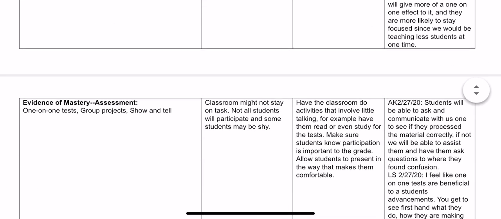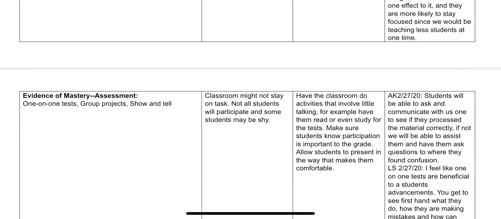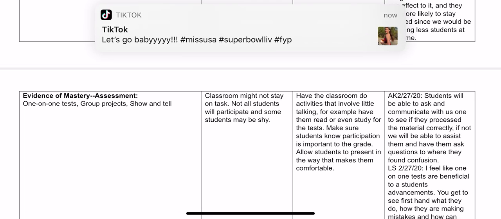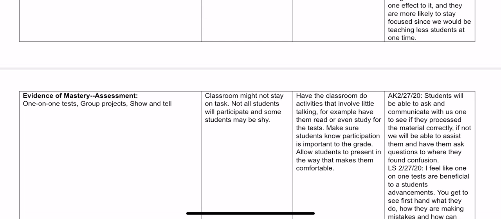So, evidence of mastery assessment. What we wrote down here is one-on-one tests, group projects, and show and tell. One-on-one tests is a good way for the teacher to sit and test the student, see what he knows and what he learned from the material, and what he didn't quite understand or see clearly, we can clearly explain to them and tell them, this is incorrect, you made a mistake here, you made a mistake there, just to clearly have one-on-one with them. Group projects, where they can work together and talk about it and learn from each other, are a good way.